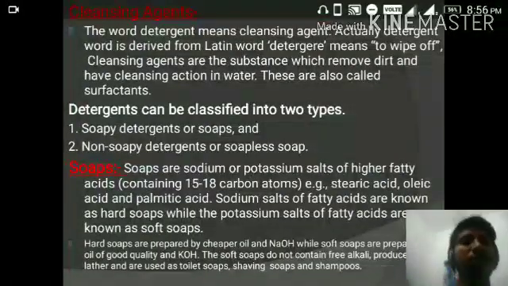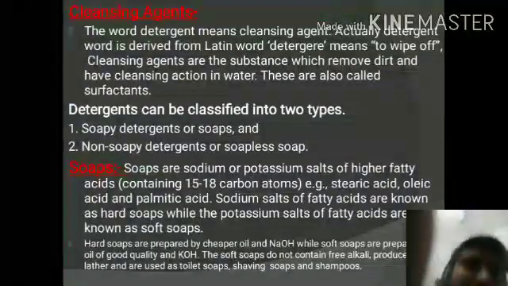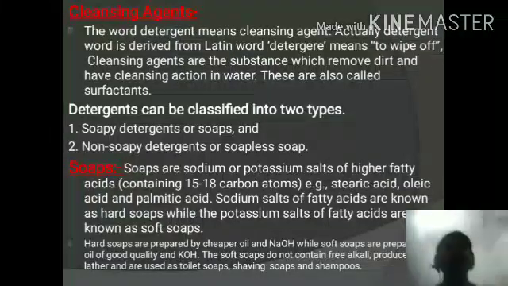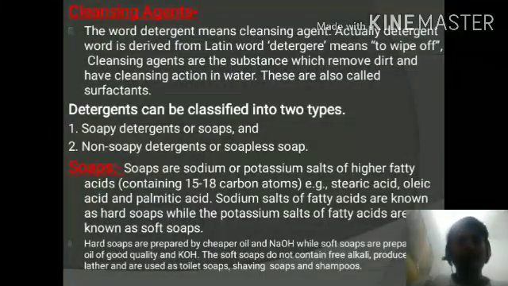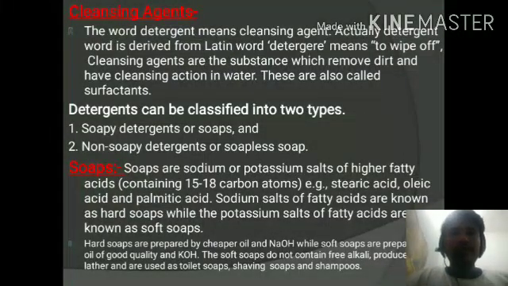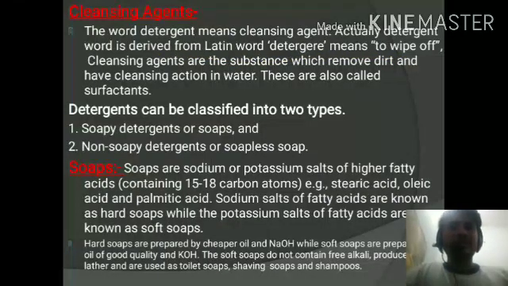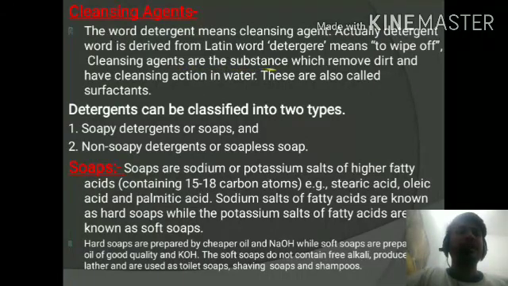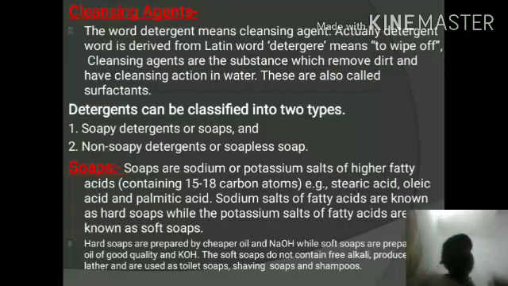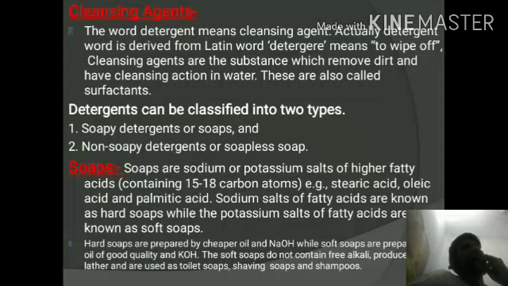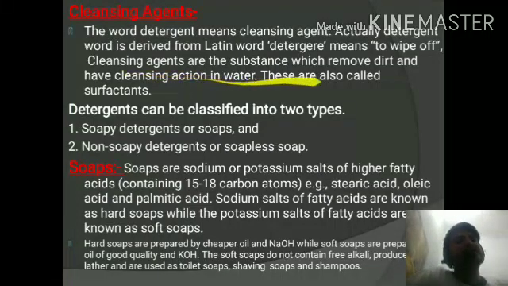Cleaning action. What is the meaning of cleaning action? We use soap and detergent for cleaning purposes. The word detergent means cleaning agent. Actually, the word detergent is derived from the Latin word detergere, meaning to wipe off. Cleaning agents are the substances which remove dirt and have cleaning action in water.